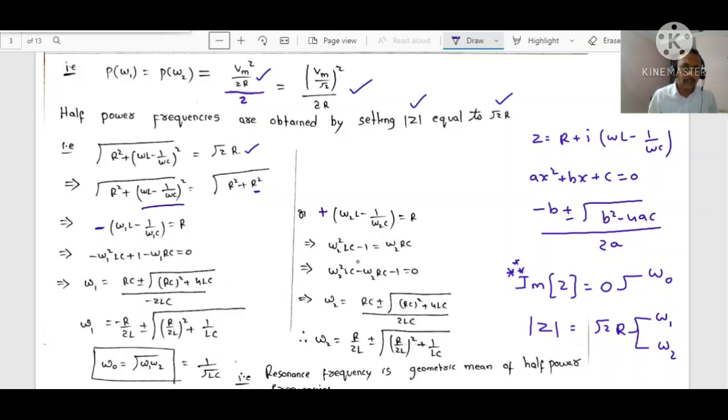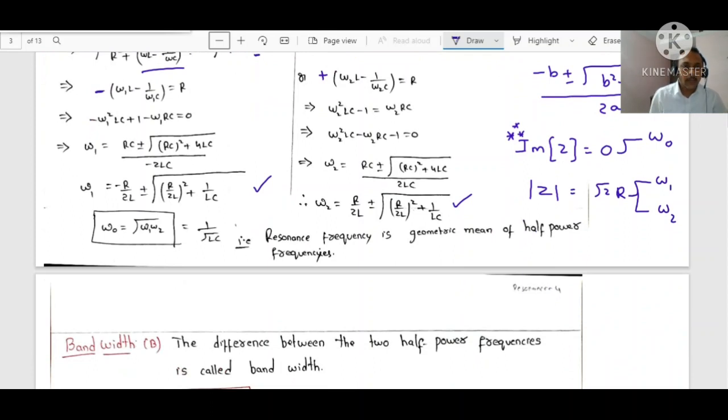Now once you get the equation in the form ax square plus bx plus c equal to 0, and x equals minus b plus or minus square root of b square minus 4ac by 2a, on substituting the values we will get omega 1 as minus R by 2L plus or minus root over R by 2L whole square plus 1 by LC. Very important. Similarly, omega 2 we will get as R by 2L plus or minus root over R by 2L whole square plus 1 by LC.